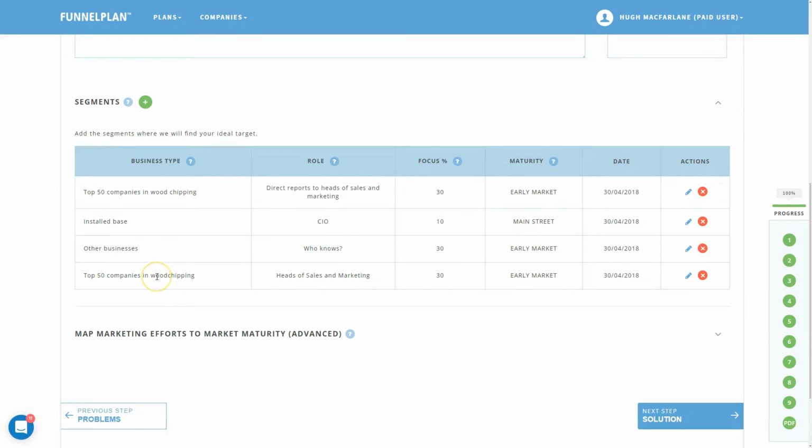Now, we've got top 50 companies in wood chipping, and we're giving 30% of our energy to the heads of sales and marketing because in this company, that's who we're targeting. 30% of our energy, head of sales and marketing, the top 50 companies in the target industry. Then I've got the same industry, but I've got their direct reports as a secondary audience, and I'll give them 30%. And then I might give a further 30% to the inbounds from other businesses that I really wouldn't have identified that I wanted to target, but they're looking.